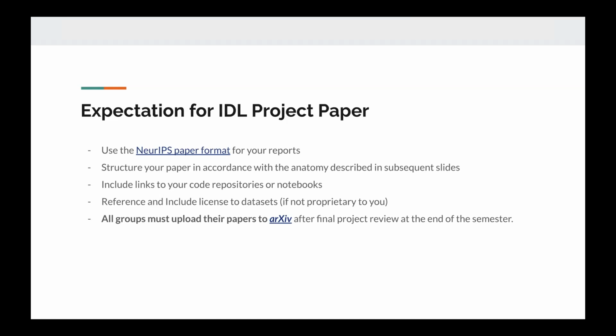And one new requirement we're having this semester, which hasn't been a strong requirement before, is groups must upload their paper to arXiv after the final project review at the end of the semester. So yeah, we'll be looking forward to your arXiv links.